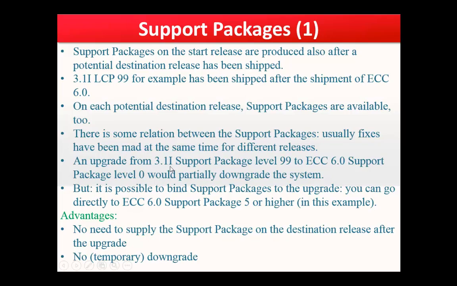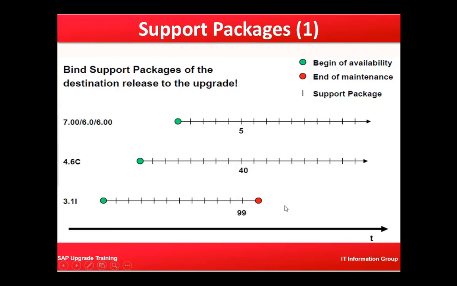An upgrade from 3.1i support package level 99 to ECC 6.0 support package level 0 would partially downgrade the system. So basically, if you are trying to upgrade your system and you are currently at this level, and you just apply this particular package for the upgrade, you potentially end up downgrading your system by losing the additional functionality which is brought in by these five support packages.